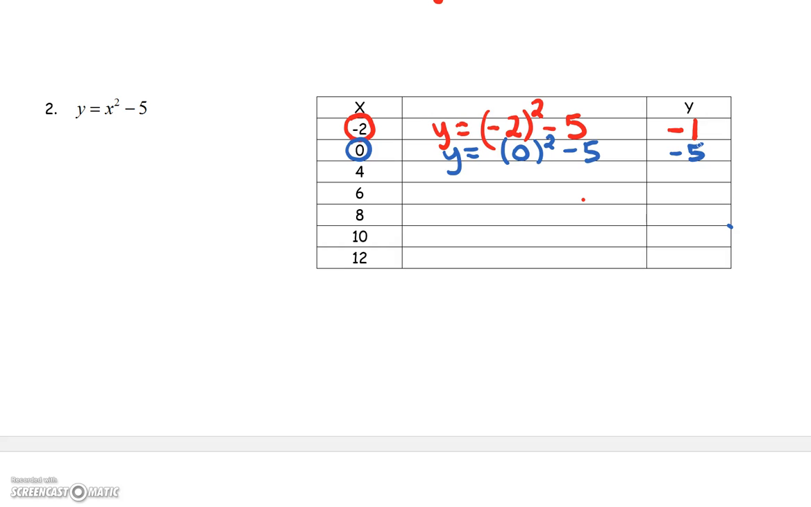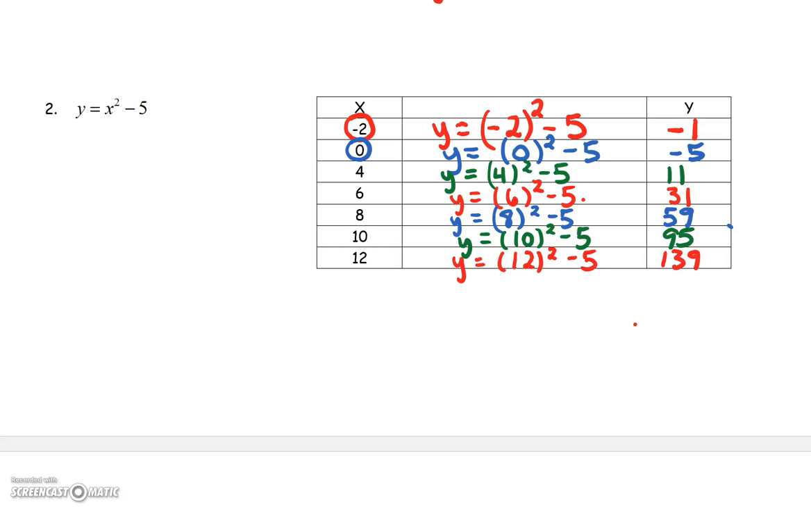I'm going to pause the video for just a moment, fill in the rest of the table, and then you can see the results. So if you'd like to pause here as well, feel free, and we can check our answers together. All right, we're back. We've completed the whole table now. Let's go through the results.